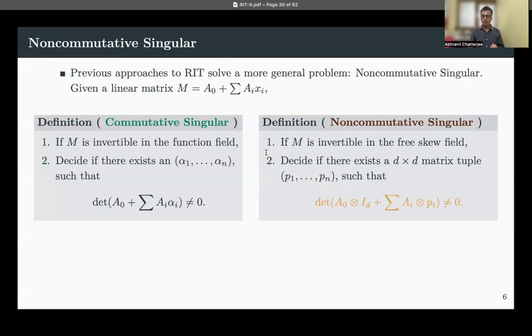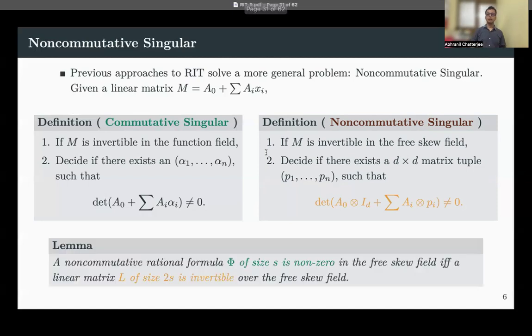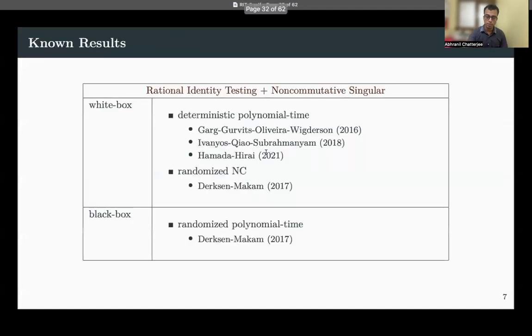So the connection to the RIT problem comes from the fact that a non-commutative rational formula phi of psi j's is non-zero in the free skew field if and only if a linear matrix L of psi of size at most 2s is invertible over the free skew field. In other words, RIT reduces to this non-commutative singularity problem. So what is known about this problem?